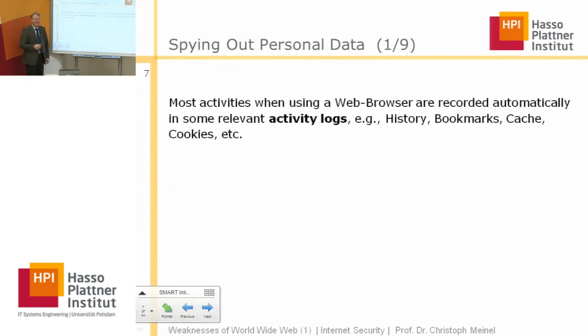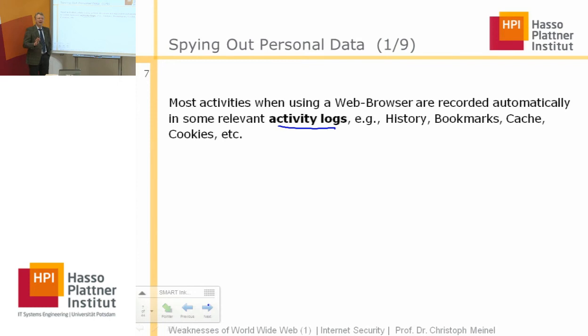So let's start with the first risk in the area of spying out personal data, misusing a web browser, access to the client in the World Wide Web. To see what is the problem here, we have to remind that most activities, when a browser is used, are automatically recorded in relevant activity logs. So we have a history file, we have a bookmarks file, we have cache, we have cookies.